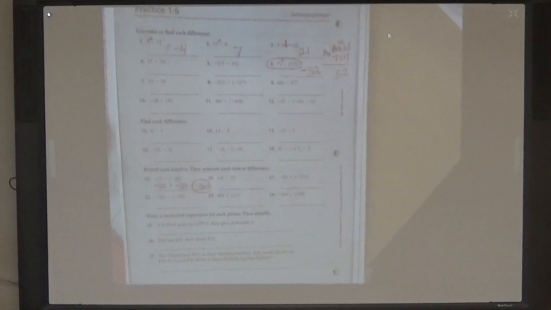All right. So finish this for tomorrow and study for a quiz.